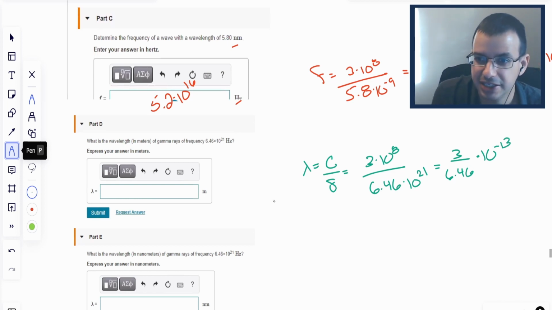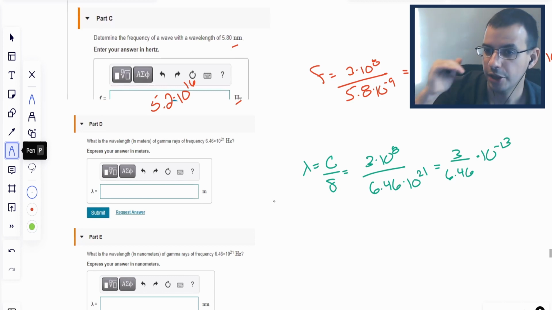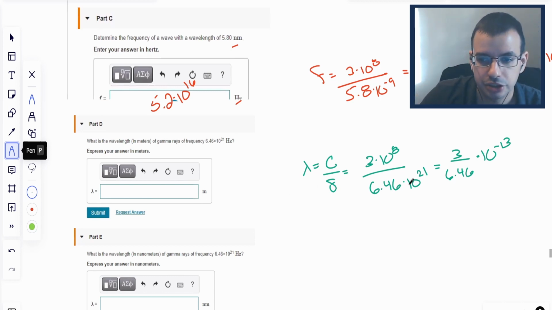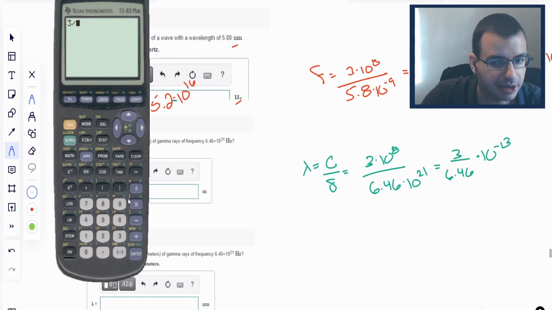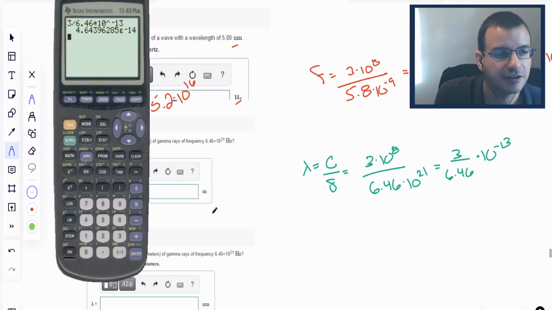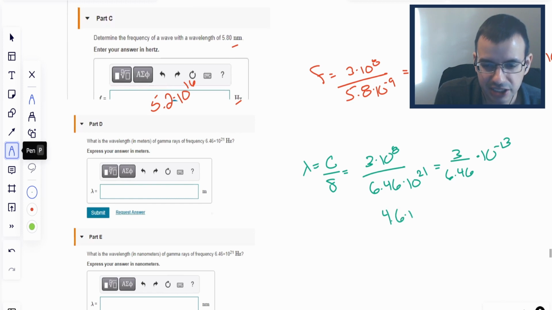The negative 13th means that the 10 to the 13th is on the bottom in the denominator. So when I put that into my calculator, clear, 3 divided by 6.46 times 10 to the negative 13th. Yep. That gives us 4.6 times 10 to the negative 14th. Yes. 4.6 times 10 to the negative 14th, and that is meters, and that is the wavelength.